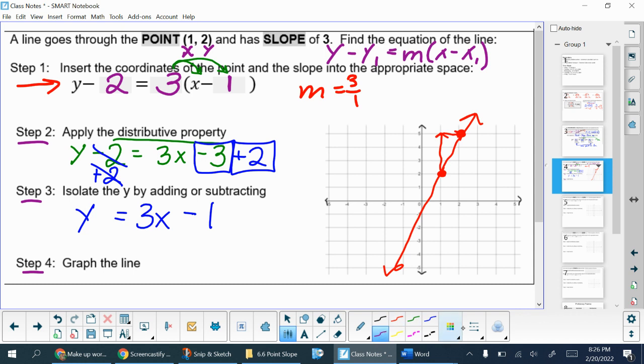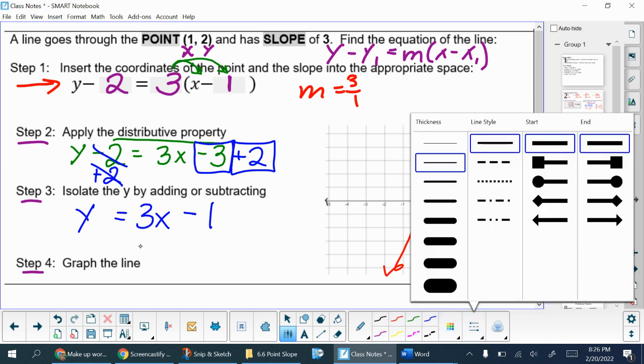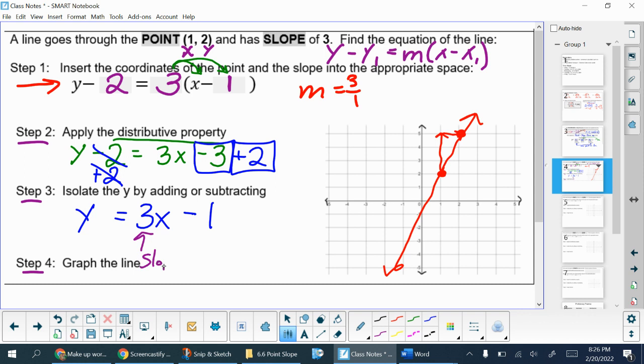And in slope-intercept form, you'll remember that this is the slope and this is the y-intercept. So when we go to graph the line, I'm going to start by graphing the y-intercept at negative 1. Well, look at that. The line we graphed originally had a y-intercept of negative 1. Then I'm going to graph a slope of 3. And as we talked about earlier, if the slope is 3, it's really 3 over 1. So from that y-intercept, I'm going to go up 3 over 1. And would you look at that? I'm right back at the point I originally had, the point 1, 2.